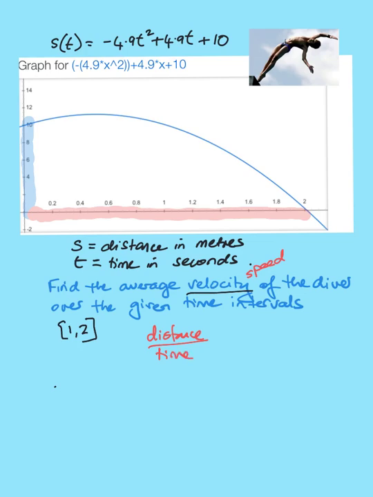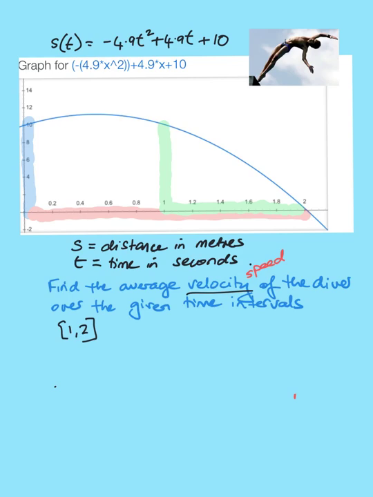So think about when a car travels, we talk about how many kilometers you travel. Say you do 100 kilometers in an hour, and we put that as 100 kilometers per hour. And that's what we mean by velocity or speed. So the question is asking us, what is the average velocity of the diver between 1 and 2 seconds?